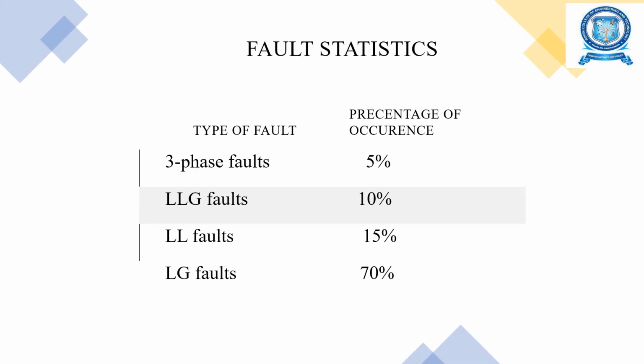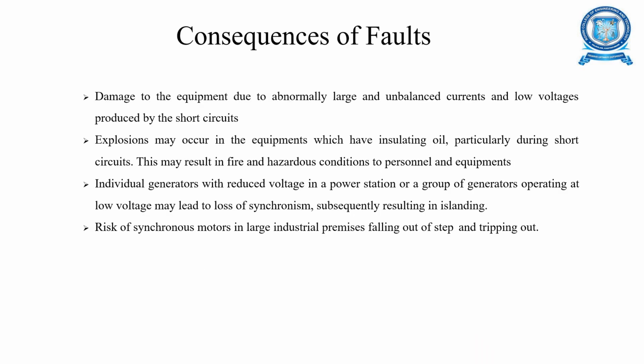Fault statistics state the types of faults: three-phase fault occurrence is 5%, line-to-line ground faults occur 10%, line-to-line faults 15%, and line-to-ground faults about 70%. Consequences of faults: damage to the equipment due to abnormally large and unbalanced currents and low voltages produced by short circuits. Explosions may occur in equipment which has insulating oil, and this may result in fire and hazardous conditions to personnel and equipment. There is also the risk of synchronous motors in large industrial premises falling out of step and tripping out.